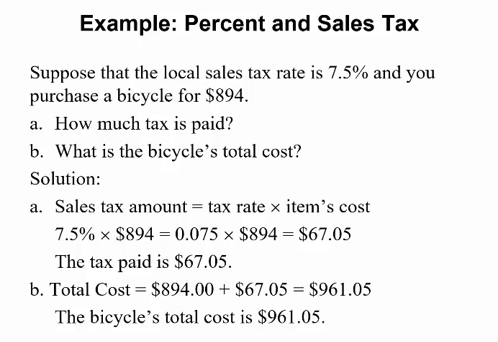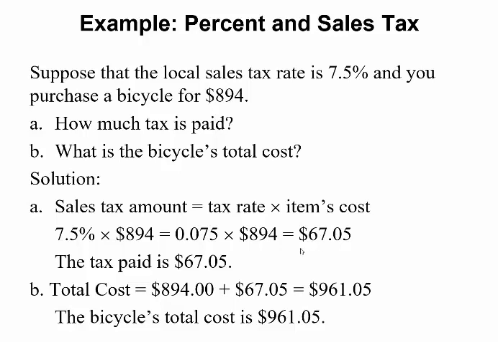So the sales tax amount, well, you're going to take the tax rate and multiply it by the item's cost. So you have to figure out what 7.5% of $894 is. That "of" is the multiplication. Whenever you have a percent like this and you want to multiply it, you have to change it to a decimal. So you're going to move the decimal place 2 places to the left. So 7.5% becomes 0.075 times the $894. If you plug this in your calculator, you'll get $67.05, which is a lot. That's a crazy amount of tax to pay on this.